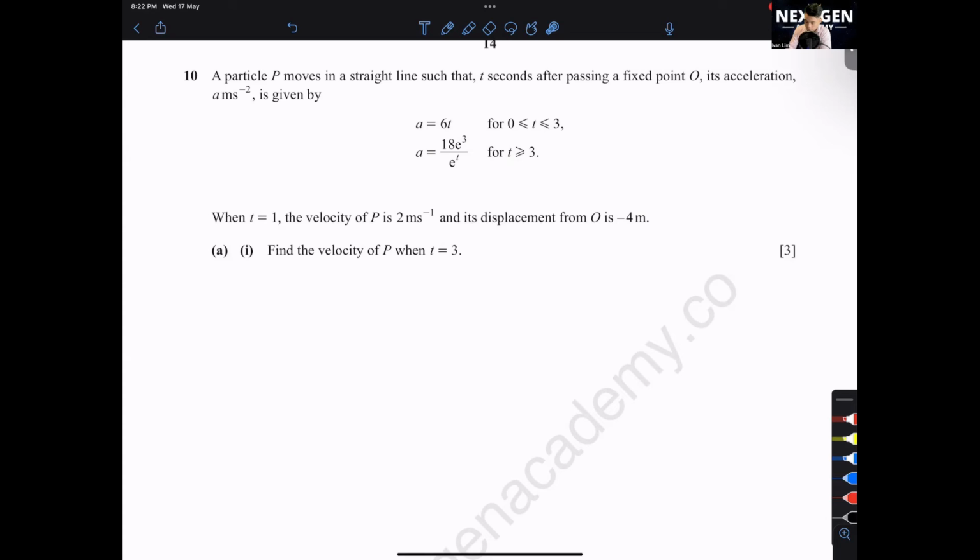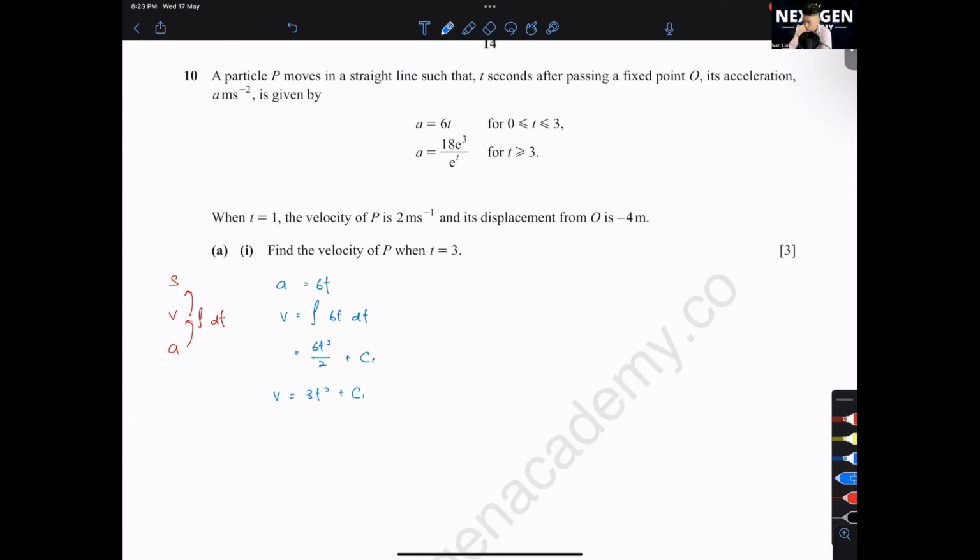All right, let's look at the question here. When t equals 1, the velocity of P is 2. The displacement from O is negative 4. Find the velocity of P when t is equal to 3. All right, what do I need to do? SVA. We find our good friend Mr. SVA. You go up, you integrate. You go down, you differentiate. So a equals 6t. V will be, you integrate 6t in terms of t. Integrate this, you'll get 6t squared over 2 plus C1, because later you'll have a few C's. V will be 3t squared plus C1.